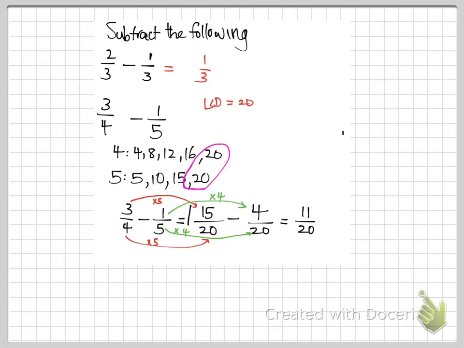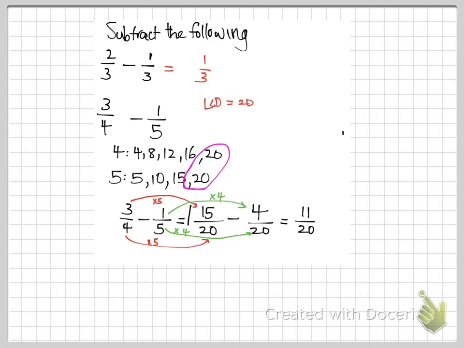Okay, now we look at subtraction of fractions. So I've got 2/3 minus 1/3. Like with addition, when the denominators are the same, I retain the denominator, which is 3, and I just subtract the numerators. So 2 minus 1 is 1. So I get an answer of 1 over 3. Looking at the next question, I've got 3 over 4 minus 1 over 5. I've got different denominators, so I need to get the same denominator.